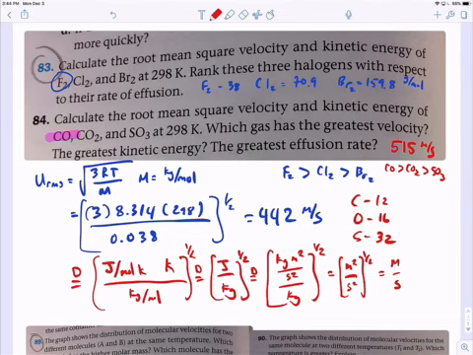Divided by the mass of carbon monoxide in kilograms. So carbon's 12, oxygen 16, so 12 plus 16 is 28. That's 28 grams per mole. So kilograms, divided by 1,000, that's 0.02. Do you understand what I mean?